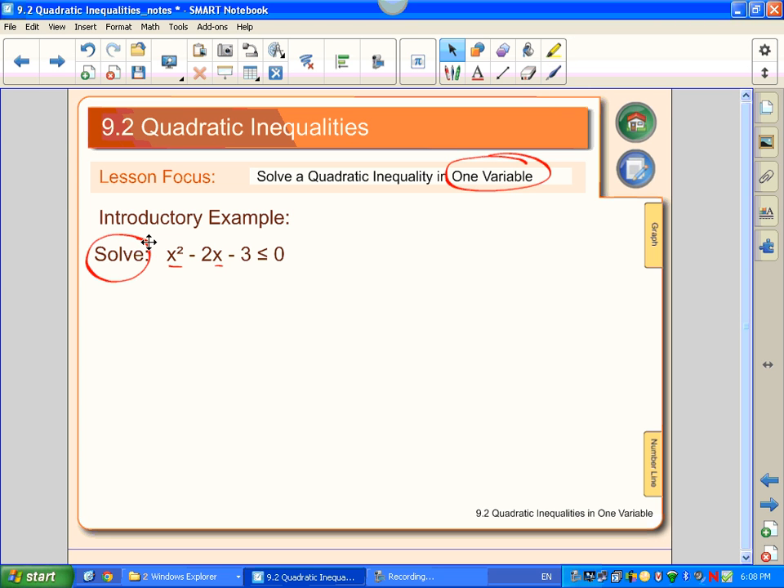Where are we going to start? Well, when I see the word solve and I have a quadratic, I think chapter 4. I think find my zeros. What are the roots? So we can graph it. We can factor. We can use completing the square. We could use the quadratic formula. Whichever method is the easiest, but you need to start by finding the zeros.